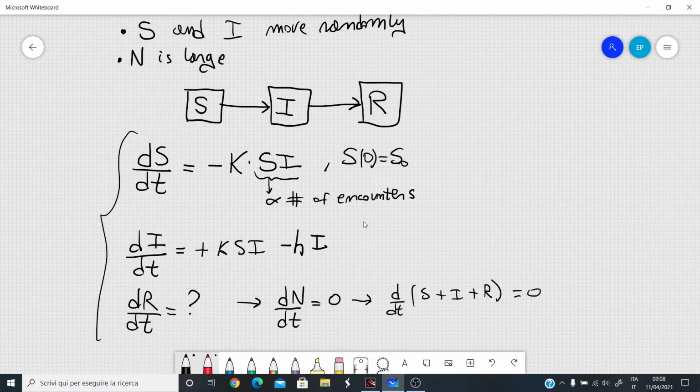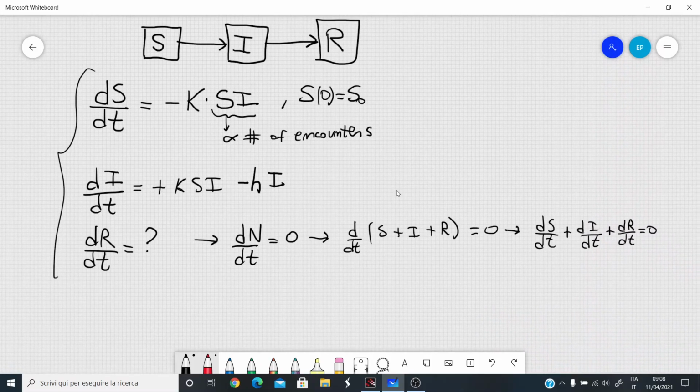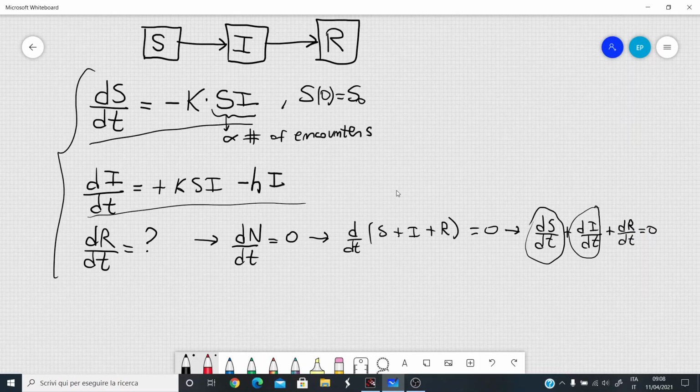But the derivative is a linear operator, so we can also rewrite it as dS over dt plus dI over dt plus dR over dt equal to 0. Now here we already know how to write these first two terms, this one, dS over dt, and this one, dI over dt. So I can substitute these two equations here into this one, and I can find dR over dt.